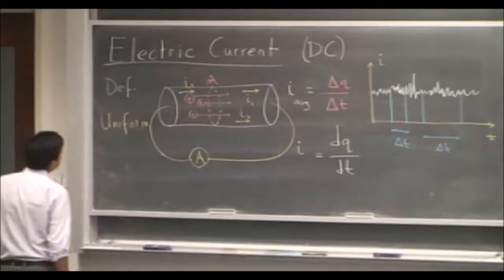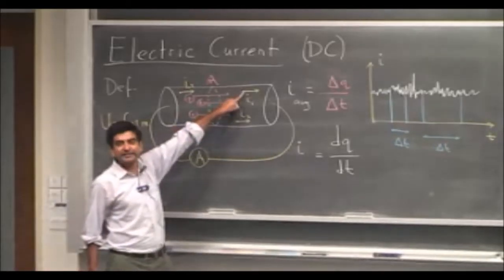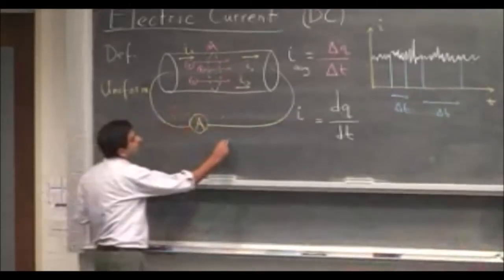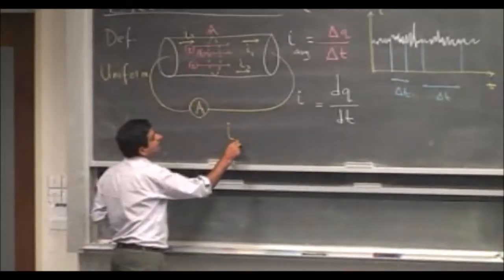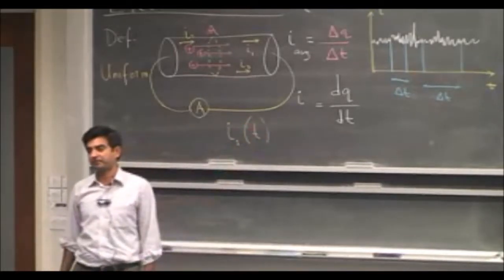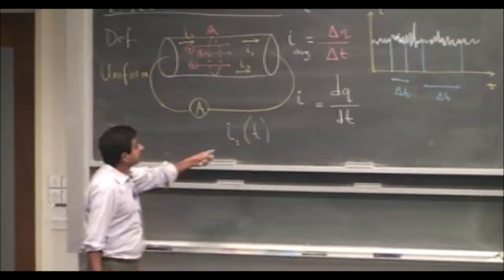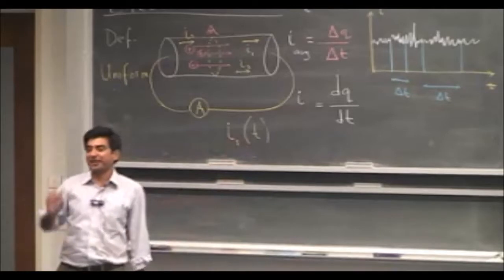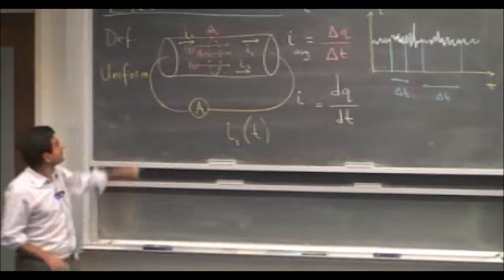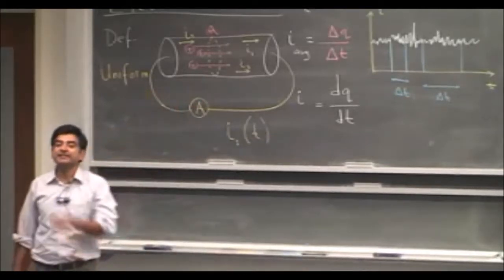The other thing I would like to highlight is that if I'm here at this point inside the conductor, I'm measuring the current which is I1. Now this current can be a function of time. The current can change with time. Okay? However, if this current does not change with time, and the current does not change with time for all of these points inside the conductor, then I would say that the current is steady.